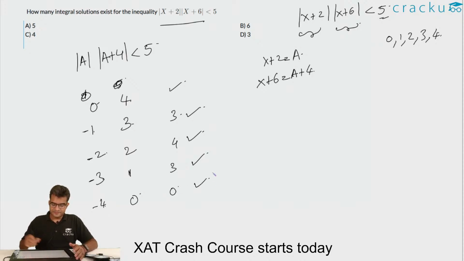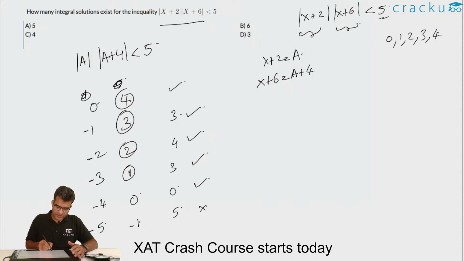This is valid. a plus 4 cannot be equal to minus 1, because then a will be minus 5 and the product is again 5. a plus 4 cannot be any number less than minus 1 either, and it cannot be any number greater than 5. So the number of integral solutions will be 1, 2, 3, 4 and 5. So the correct answer is option A.